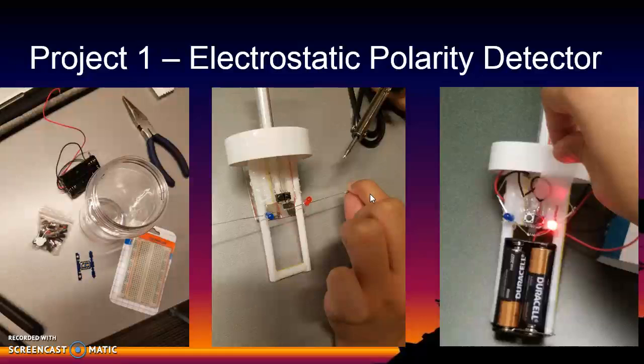And this was project 1. We built the electrostatic polarity detector, and essentially this was a detector that's able to determine whether the material is positively charged or negatively charged, and it's supposed to emit a different light depending on the polarity of the object being brought close to it. And this was some of the supplies, us in the middle of our build, and us finally getting it to actually work, showing the red light here.